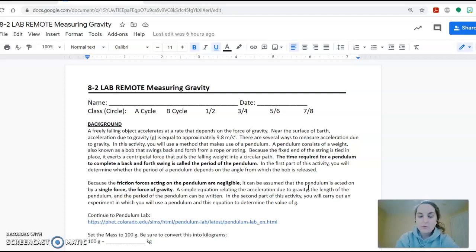But this acceleration to the force of gravity depends on the force of gravity itself, right? Due to the force of gravity. So near the surface of the Earth, the acceleration due to gravity is g. And we've been learning it as 10 meters per second squared. But in this lab, we're going to be doing 9.81 meters per second squared, okay? So let's talk about what I want you to do.